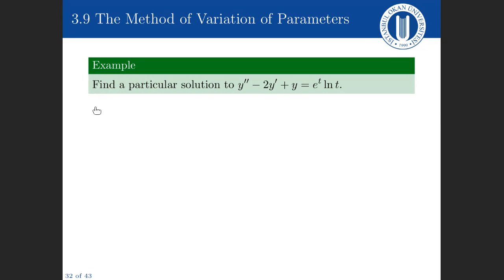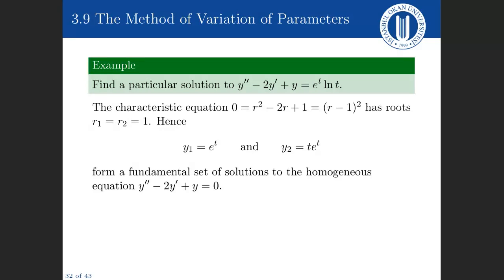For example, find a particular solution to y double prime minus 2y prime plus y is equal to e to the power t ln t. We've just done this example. We know the answer. Now we're going to use the theorem to solve this.